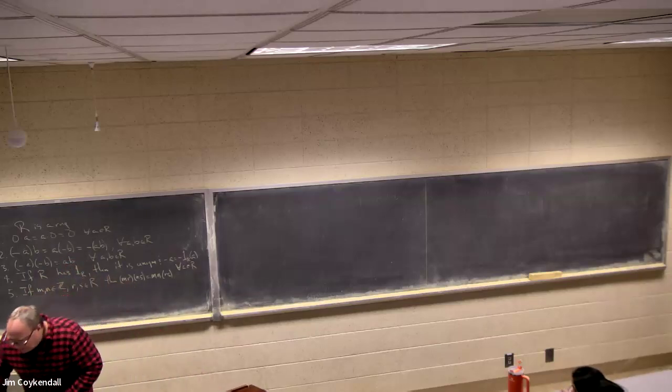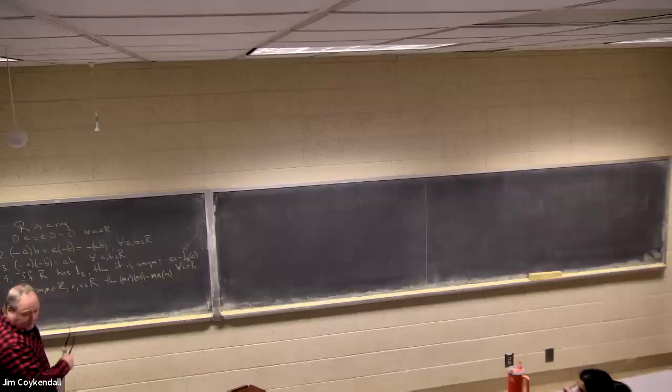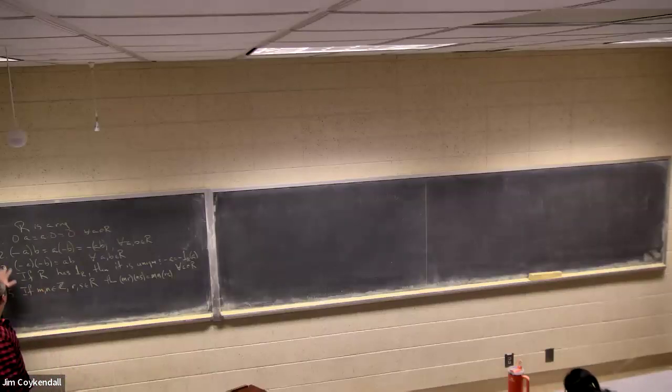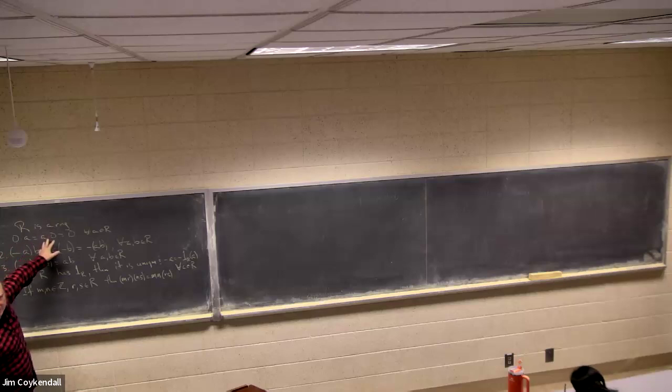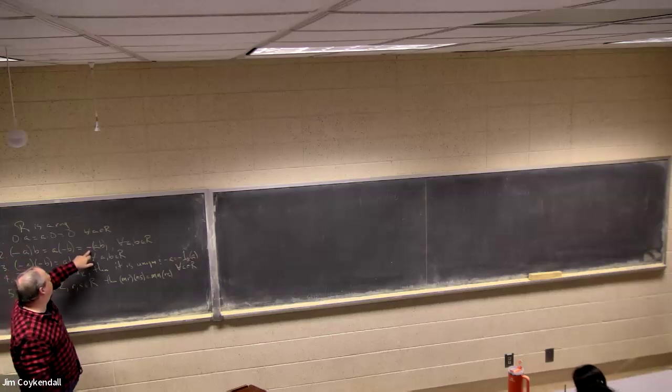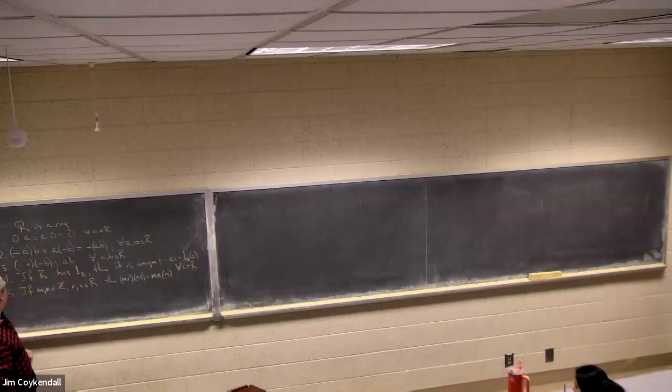So anyway, the last time we were talking about rings, and this is the last thing I left you with. If R is a ring, then 0 times anything in either order is 0. This is what you would hope it would be. Negative A times B is A times negative B. Now remember, the negative A is the additive inverse. That's negative AB for all A, B in R. When you multiply negative A times negative B, you get AB for all A, B in R.